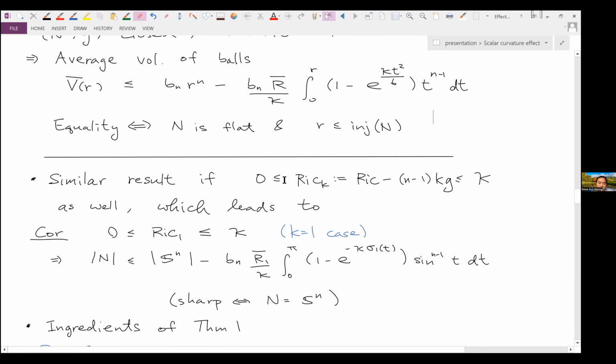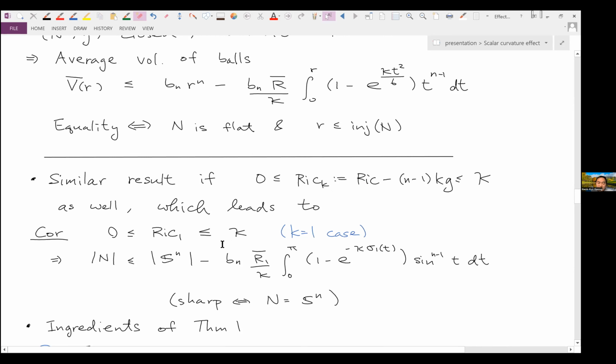So similar results hold if this modified Ricci curvature has a lower bound. So if N is compact, then of course the Ricci curvature has a lower bound. So if the lower bound is k, then this modified Ricci curvature Ricci_k is non-negative. And let's say it has also an upper bound kappa, which of course it has. Then there's also a similar result.